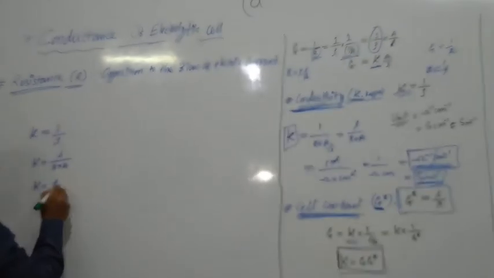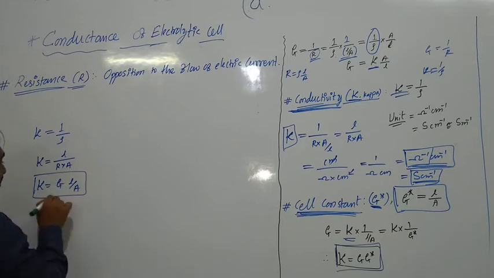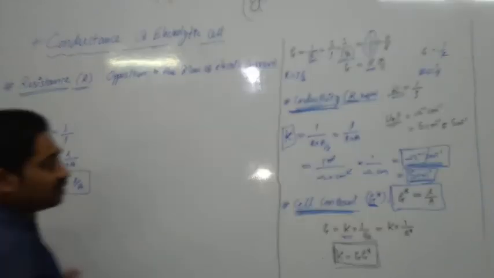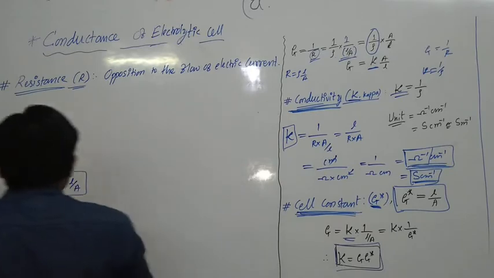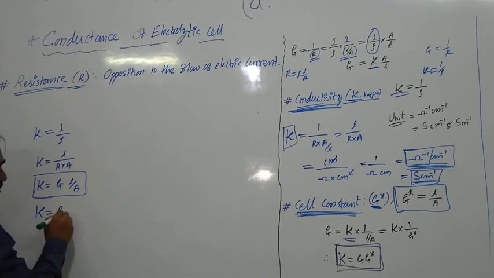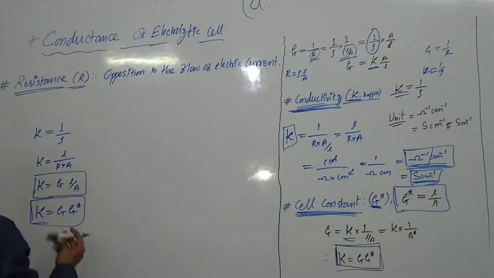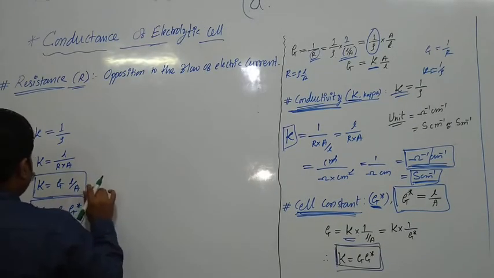You can write kappa is equal to 1 by R, and 1 by R is G, so G into L by A. Kappa is equal to G into L by A. L by A is nothing but my G star. So you can write kappa is equal to G into G star. So by using any one of these, I should give the definition of kappa. Okay, so I'll take this one.